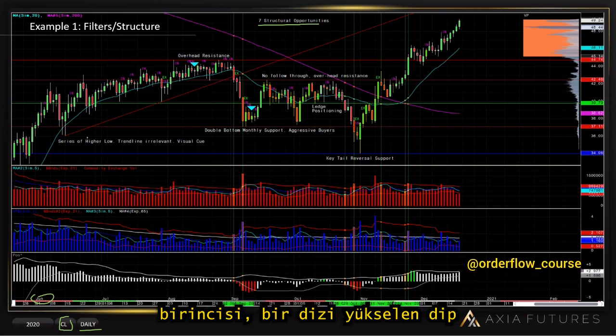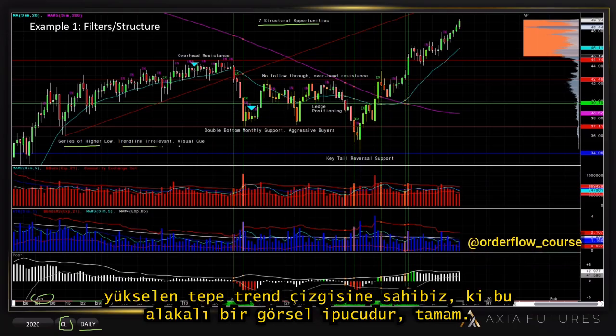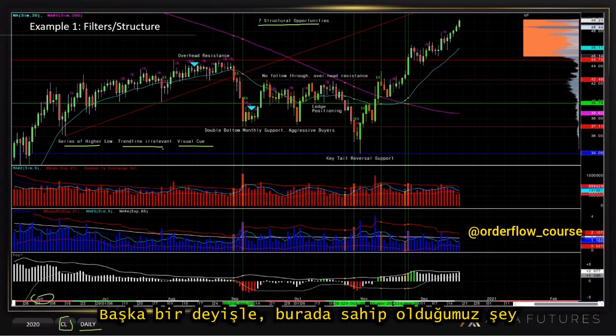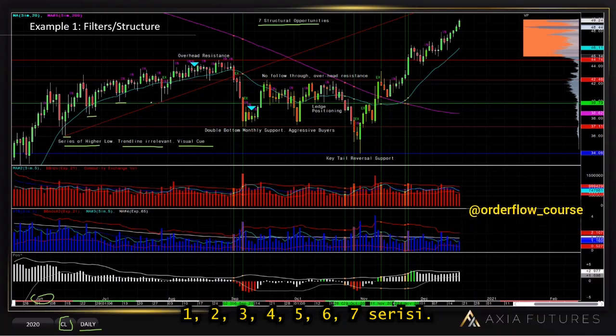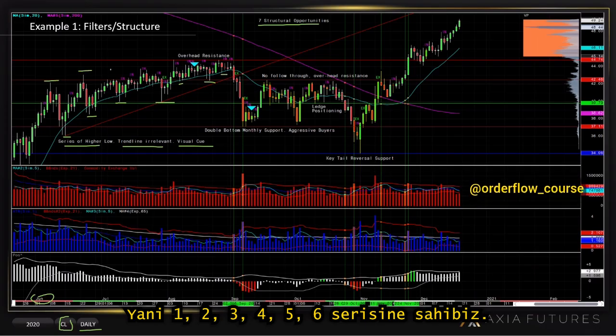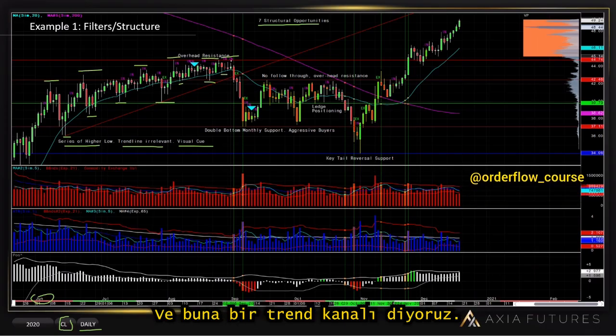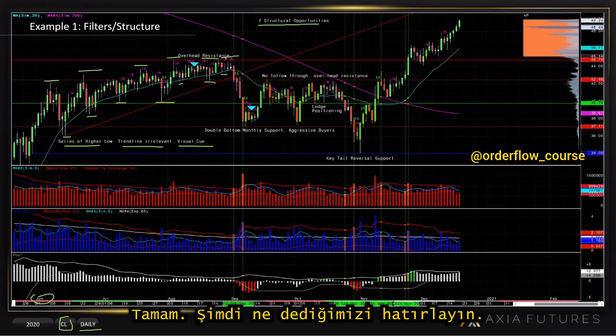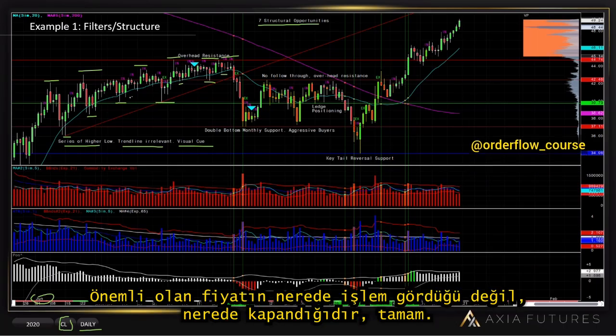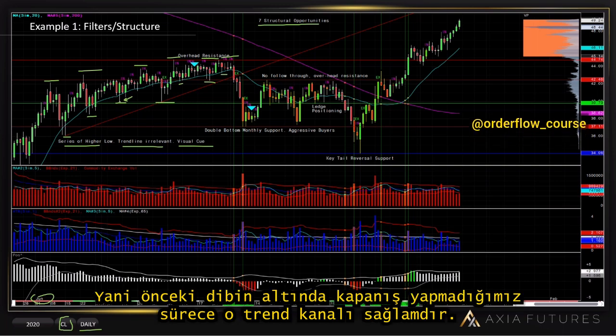Now, the first one, we have a series of higher lows and higher highs. Trend line is irrelevant, it's a visual cue. In other words, what we've got here is a series of 1, 2, 3, 4, 5, 6, and we call this a trend channel. Remember what we said: it's not about where the price trades, but where it closes. So long as we don't close below the previous low, that trend channel is intact.